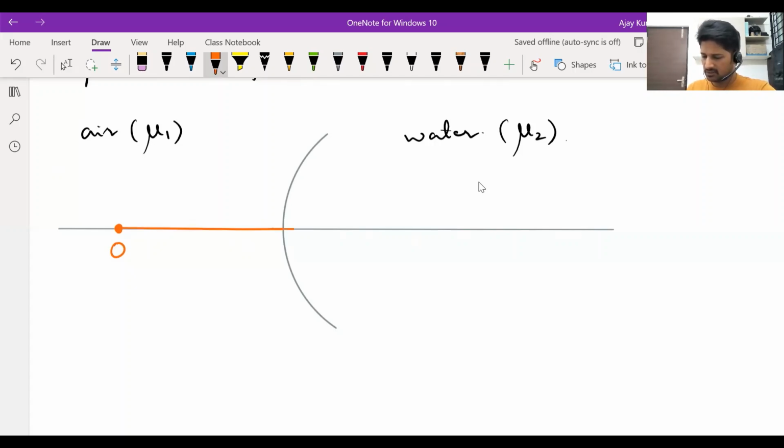Angle of incidence is 0. Angle of refraction also must be 0. It continues straight. This is a very easy ray to trace. For the spherical surface, let's say this is the center of curvature. Randomly, I'm taking. Next, if you consider another incident ray from the object, maybe somewhat like this.